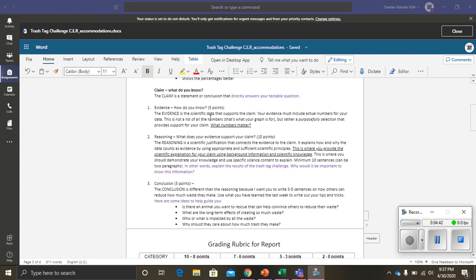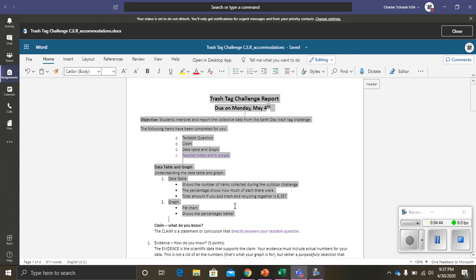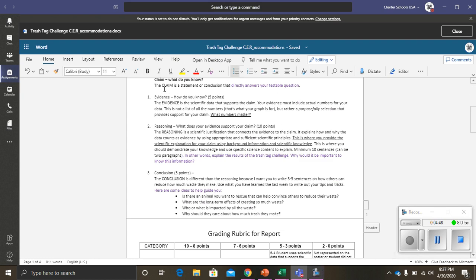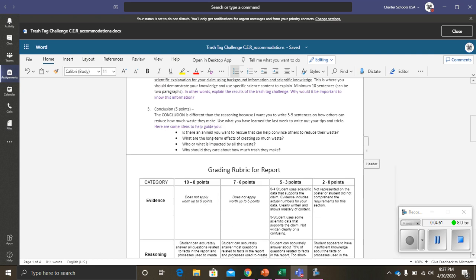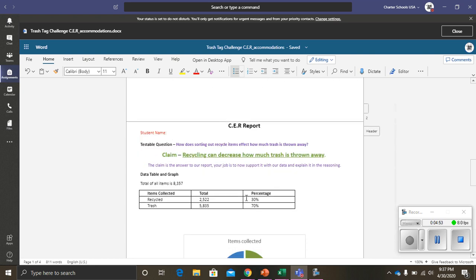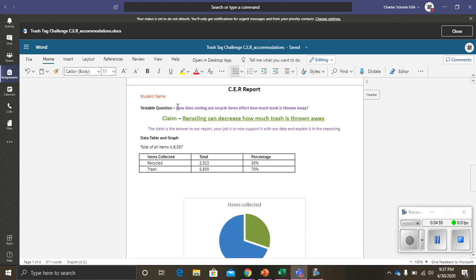Okay, so now let's look at claim. That's another thing that I did for you. The claim is a statement or conclusion that directly answers your testable question. So let's scroll down this way. If you notice, this part's done for you. Testable question: here's what we're trying to answer. How does sorting out recycled items affect how much trash is thrown away?